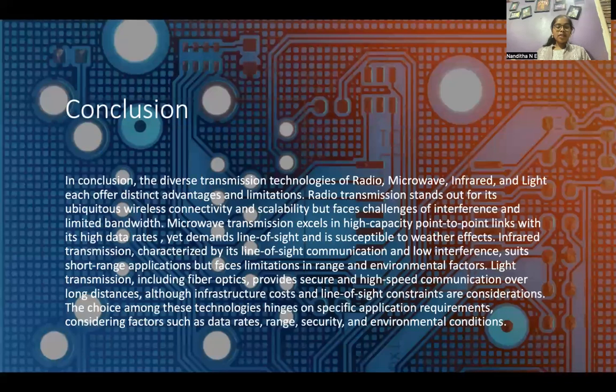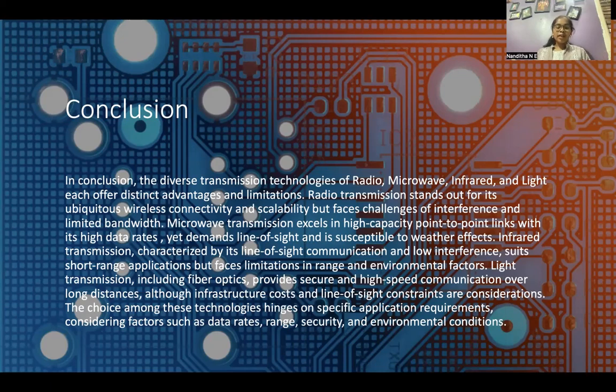Conclusion. In conclusion, the diverse transmission technologies of radio, microwave, infrared, and light each offer distinct advantages and limitations. Radio transmission stands out for its ubiquitous wireless connectivity and scalability, but faces challenges of interference and limited bandwidth. Microwave transmission excels in high-capacity point-to-point links with its high data rates, yet demands line of sight and is susceptible to weather effects.